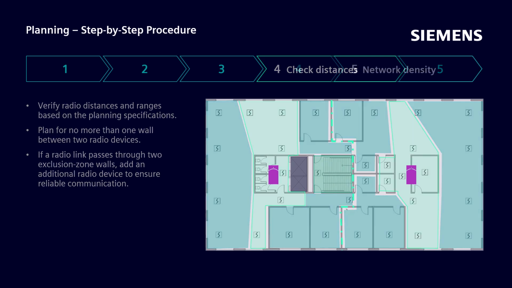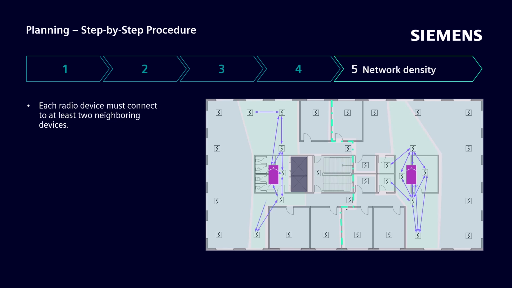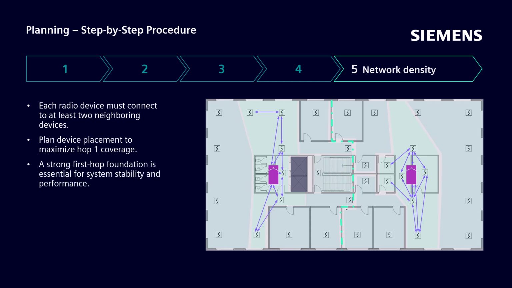After confirming the radio ranges, the next step is to check the network density. A radio network is considered dense enough when each radio device is connected to at least two neighboring devices. This redundancy ensures stable communication even if one link fails. Plan the device placement to maximize first-hop coverage. A strong first-hop foundation is essential for system stability and performance.